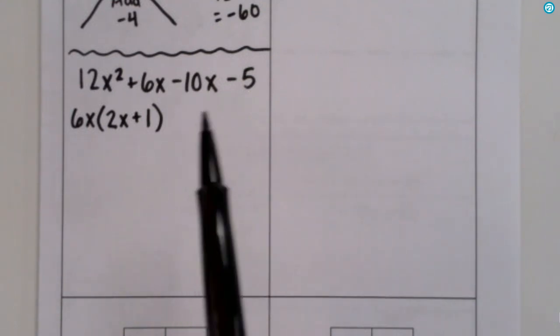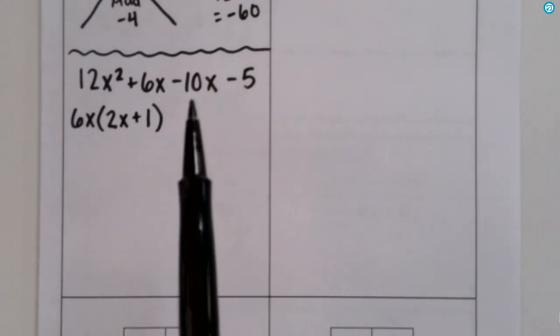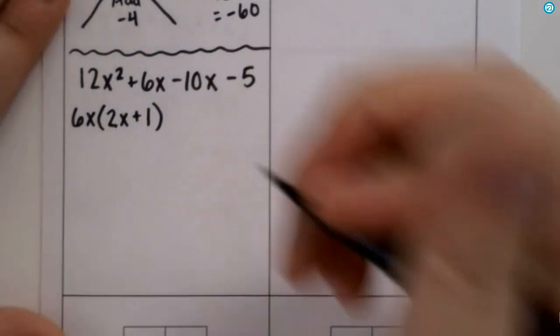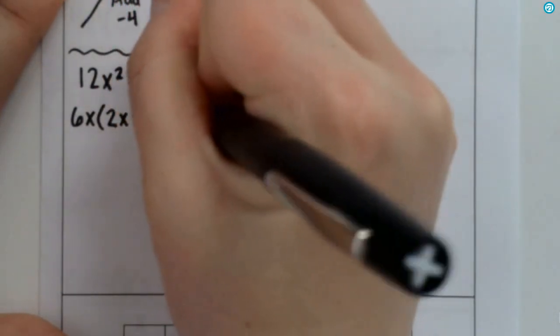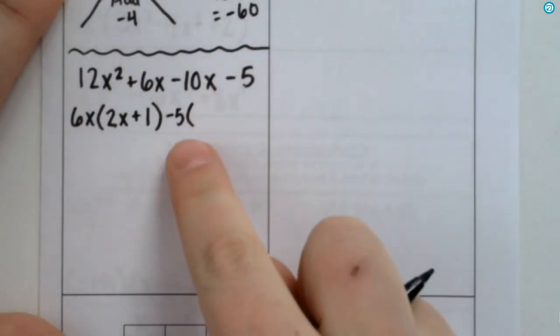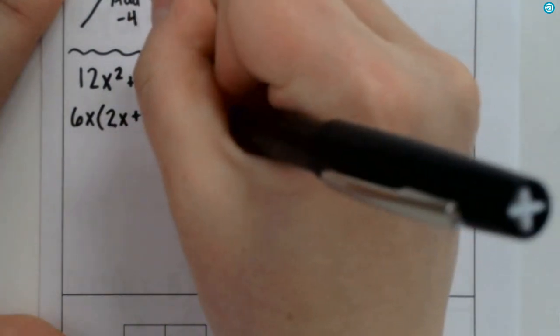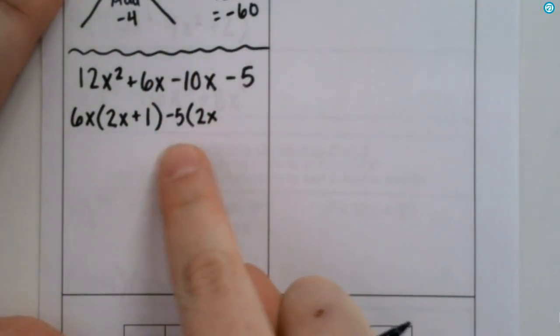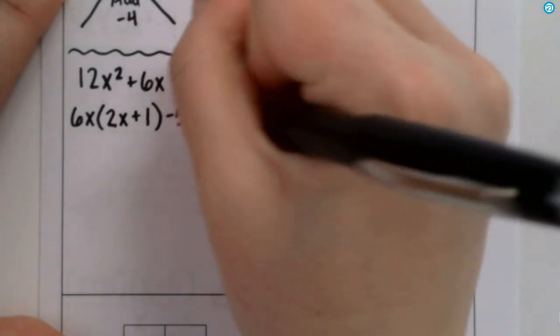From negative 10x minus 5, I can divide negative 10 and negative 5 both by 5. And since they're both negative, I want to divide out a negative as well. So I'm going to divide by negative 5 here. Negative 10x divided by negative 5 is 2x. Negative 5 divided by negative 5 is positive 1.